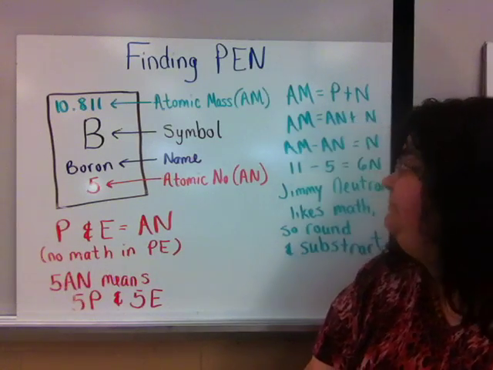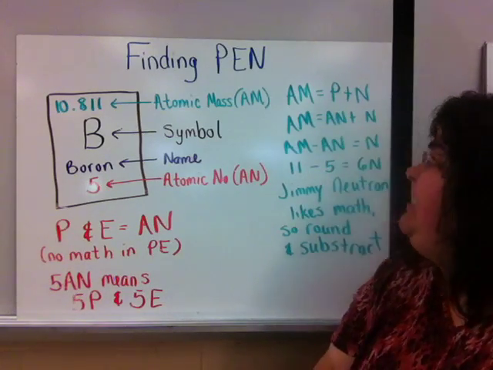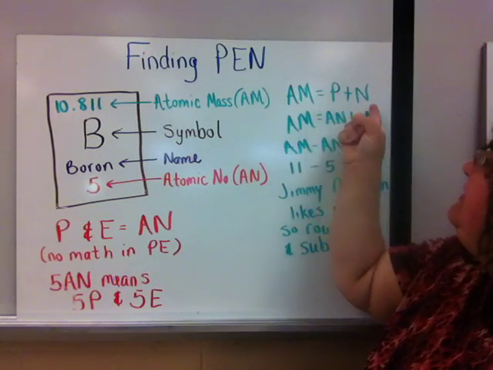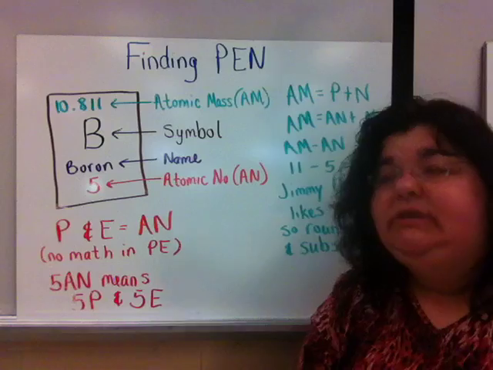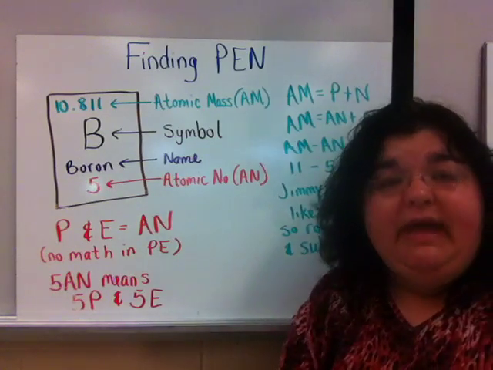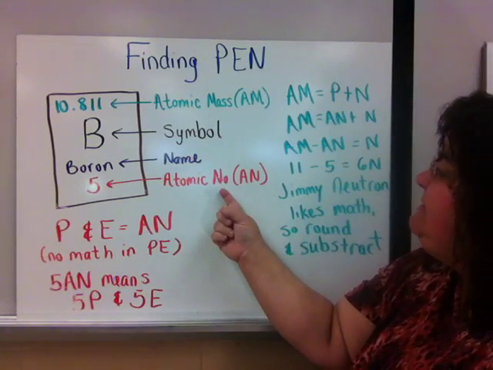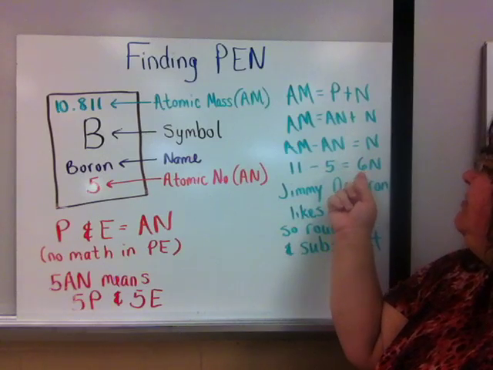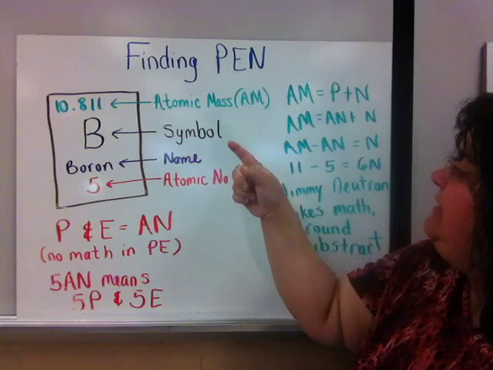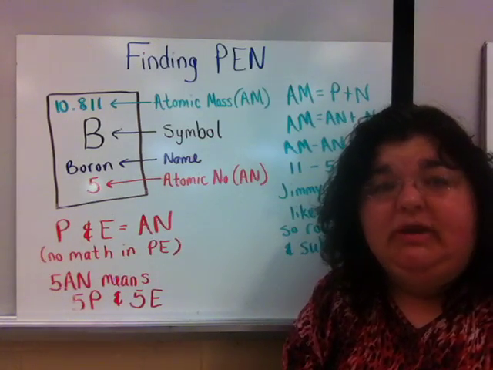and electron. Now, my neutron number is a little bit more complicated because I have to remember that the atomic mass is protons plus neutrons, and the proton number is the same as the atomic number. So if I want to find neutrons, what I'm going to do is subtract the mass minus the number and get the number of neutrons. So for this boron sample, I would do 11 minus 5 to find 6 for my neutron value.